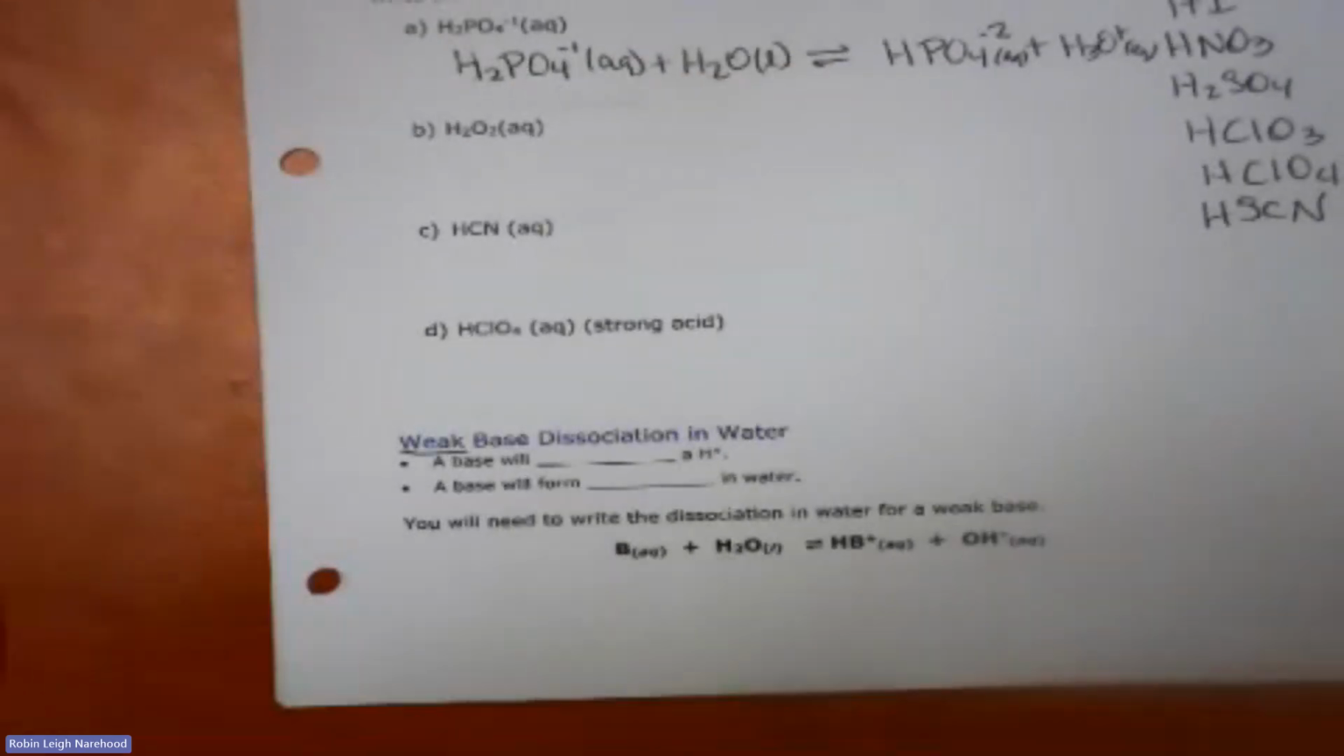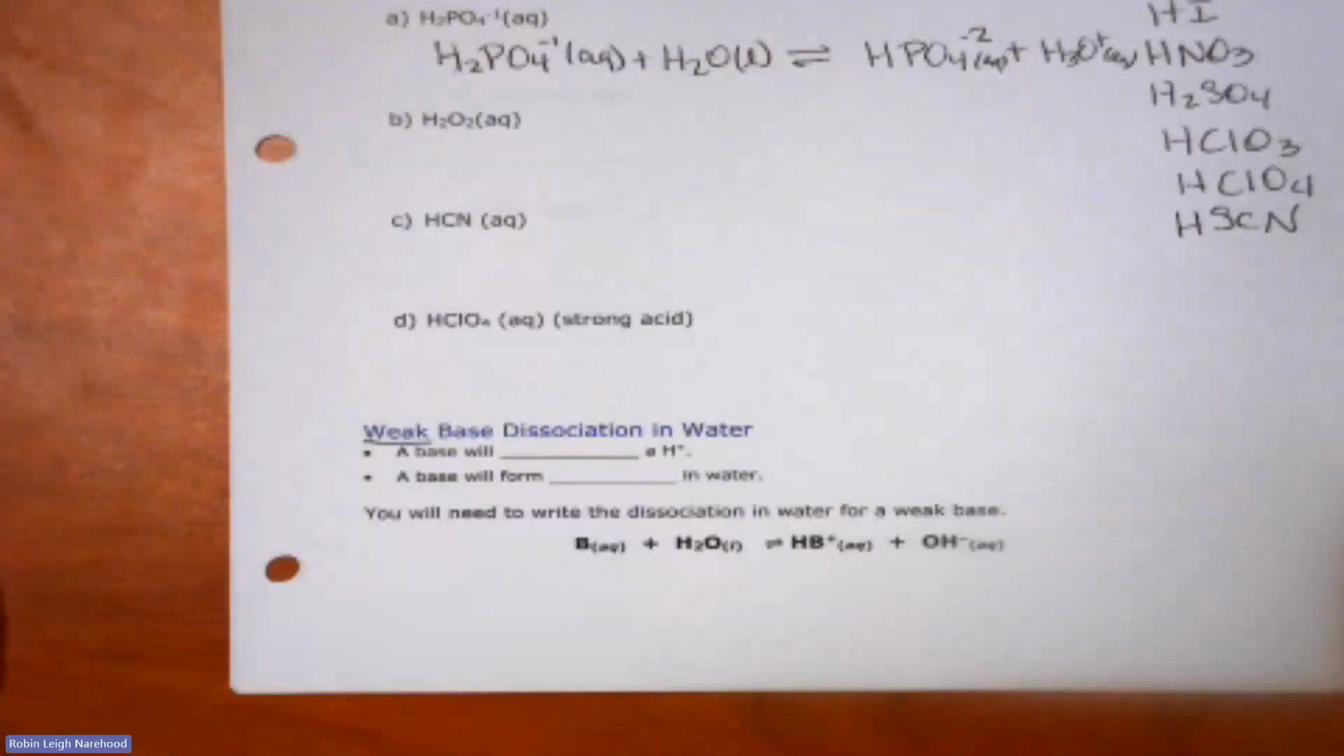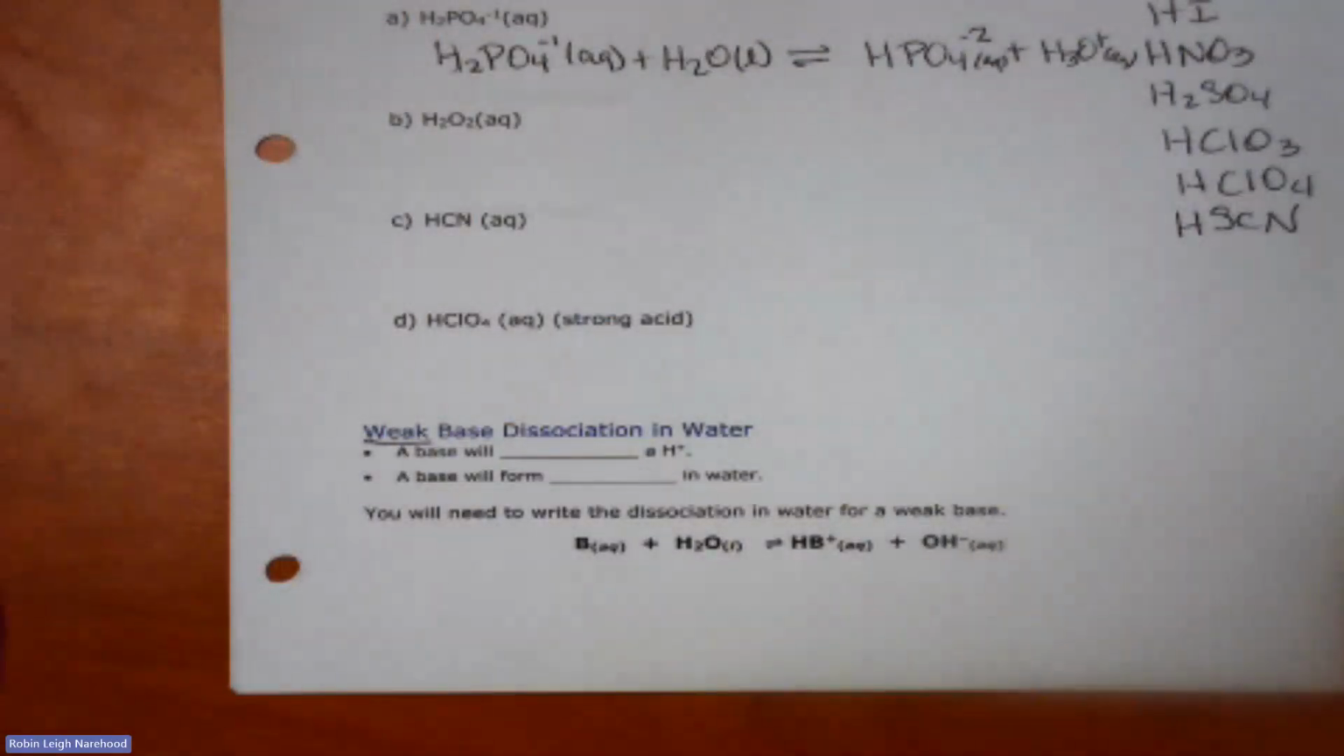We use the word strong and weak. The strong bases are actually ionic compounds, and so they would form a base when they just ionize, when you break the ions apart. So when you do the ionization of lithium hydroxide to form lithium plus hydroxide, that's a strong base because it forms hydroxide.